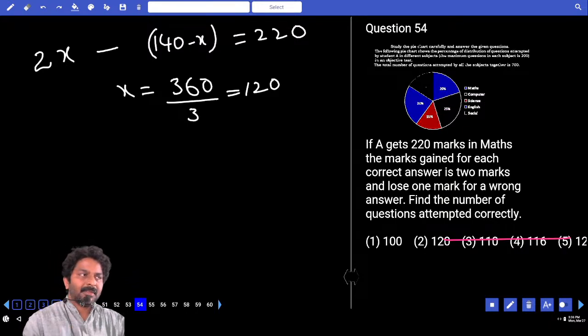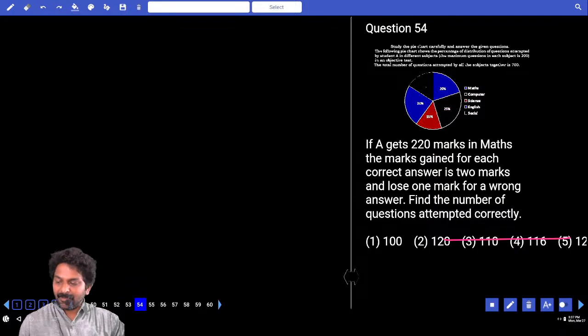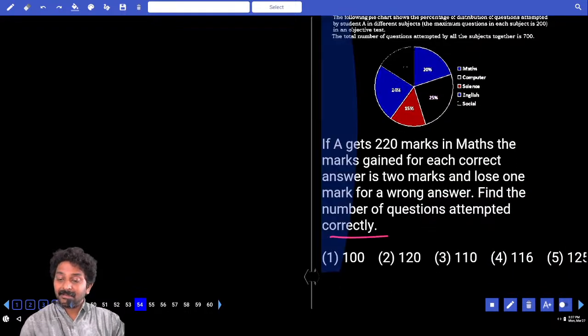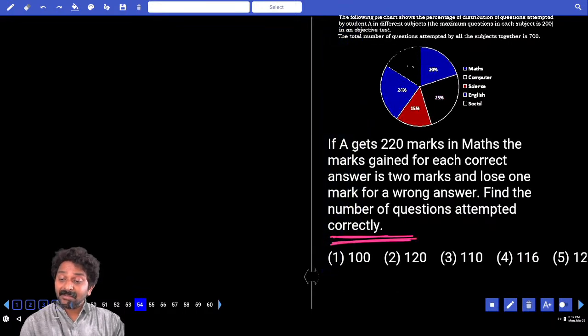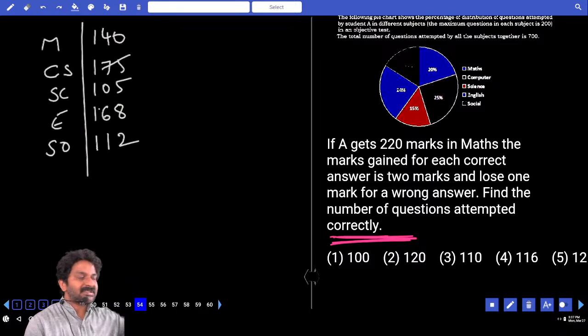For the same question, you can even use the reverse method also. In fact, that is easier. The question is about how many questions got attempted correctly. So in the reverse method, you have to start with the opposite statement. Let us assume there is no question which got correct. That means all were wrong. All in the sense how many questions? How many he attempted? 140.